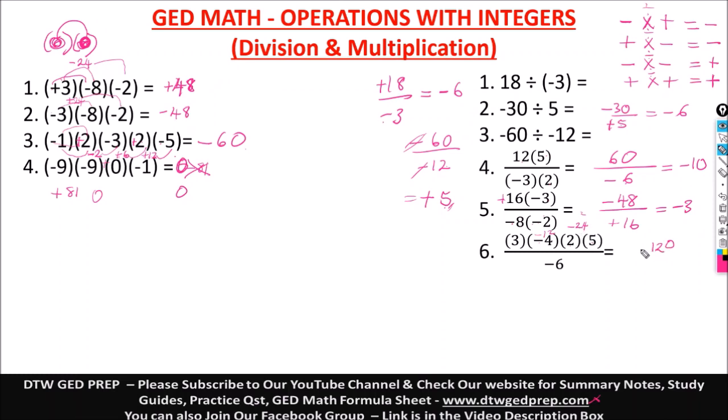10, that's 120. A negative 120 divided by here, a negative 6. Okay, so from here, we can cancel out, right? This negative, you know, when we have negative divided by negative, our answer will be positive. Okay, that's like canceling out. And what is 120 divided by 6? That would give us 20. Okay, so this is our final answer in this video on operations with integers, looking at multiplication and division.